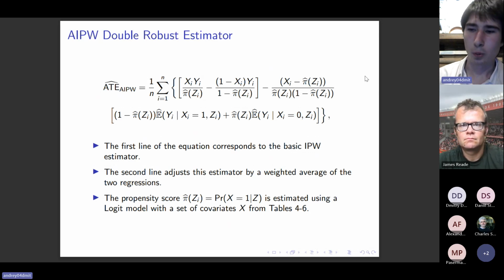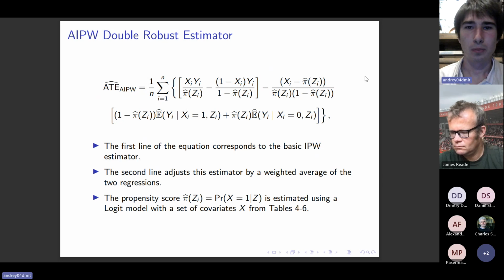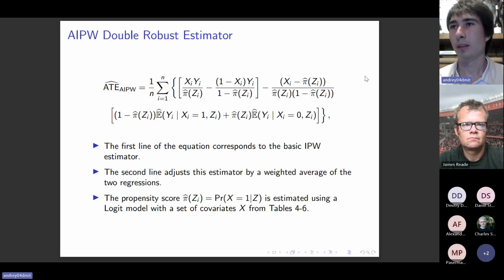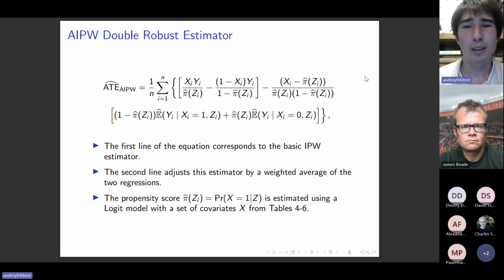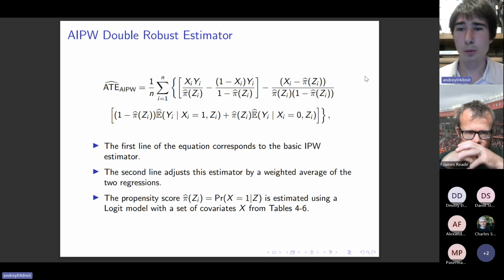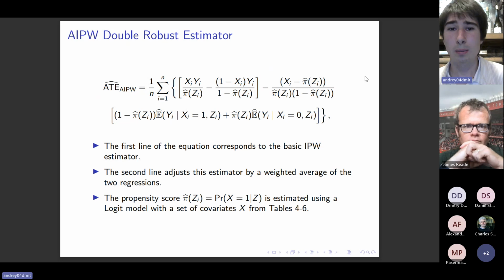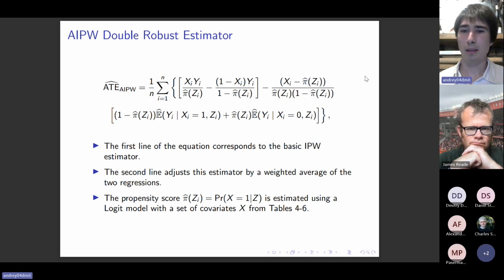There were many studies which focused on various double robust estimators, for example, IPWRA, but we won't delve deep into this theoretical framework. So this is the AIPW double robust estimator. Again, there are many beautiful properties of this one, but all we are interested in is that the first line of the equation corresponds to the basic inverse propensity weighted estimator, and the second line adjusts this estimator by a weighted average of the two regressions.